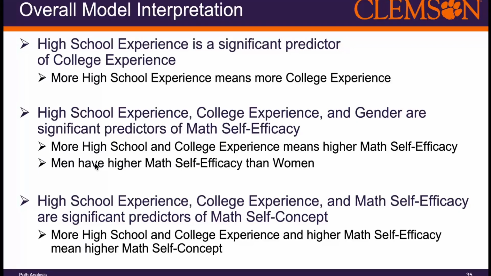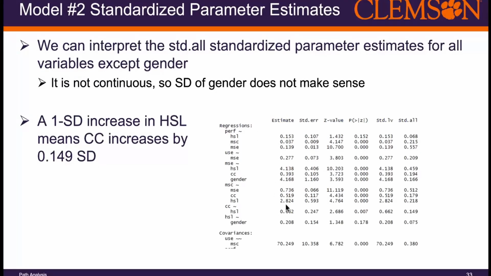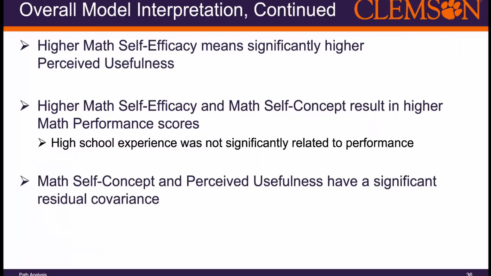We also have that high school experience, college experience, and math self-efficacy are significant predictors of math self-concept, meaning more high school and college experience and higher math self-efficacy mean higher math self-concept. And you'll note the higher terms here come from the signs of each of these variables, right? If they were negative, we'd say more of one means less of the other. And finally, we'll get to the other variables here. Higher math self-efficacy means significantly higher perceived usefulness. Higher math self-efficacy and math self-concept result in higher math performance scores. High school experience was not significantly related to performance, though.